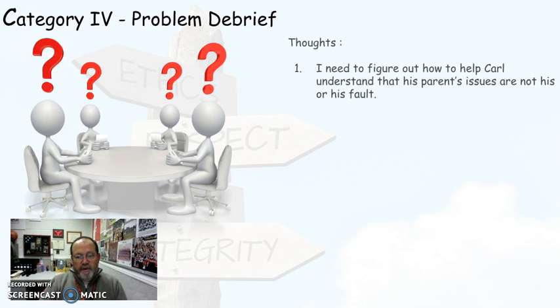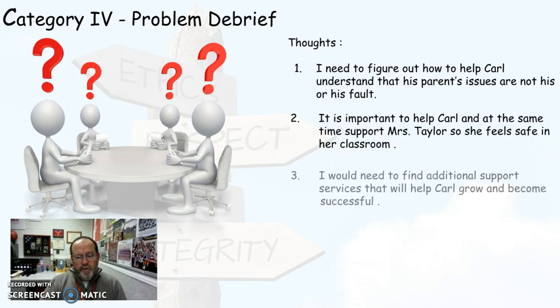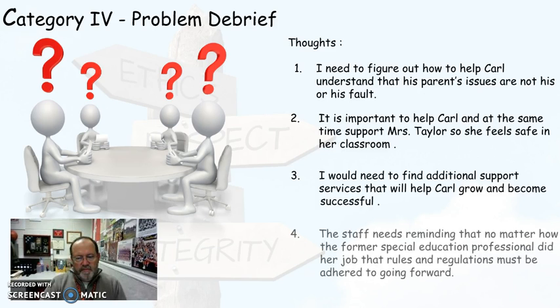The problem debrief, some of my thoughts was, is Carl's parents' issues really the baseline for what's causing his interactions? It's important for Carl at the same time to know that Mrs. Taylor feels safe in her classroom. One thing we need to do is see if there's any kind of additional support services for Carl and his family.